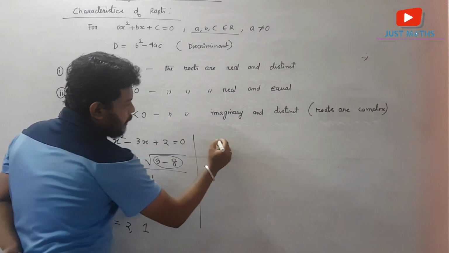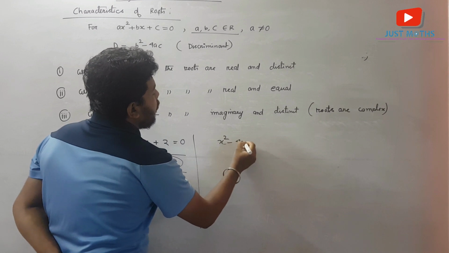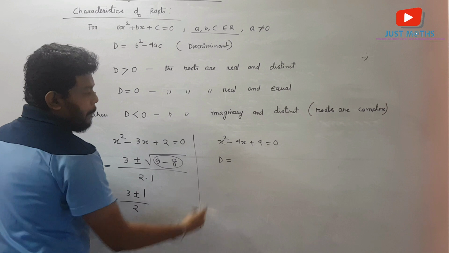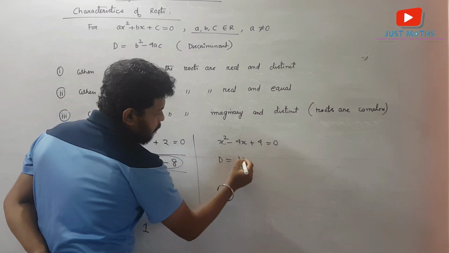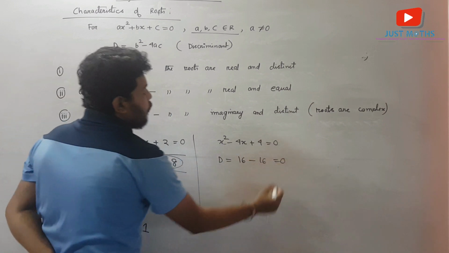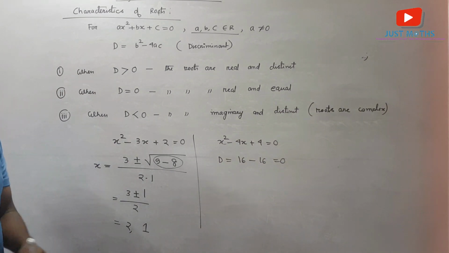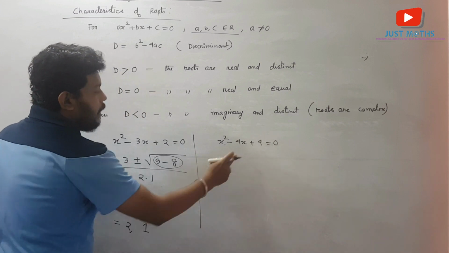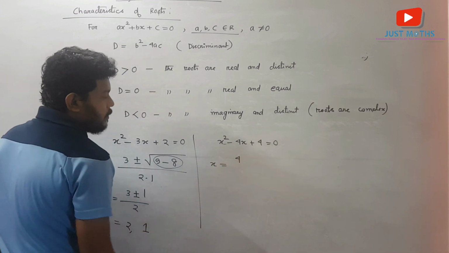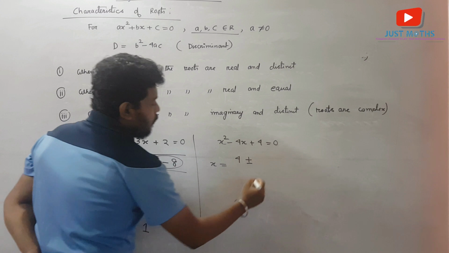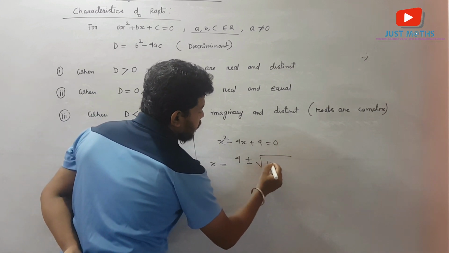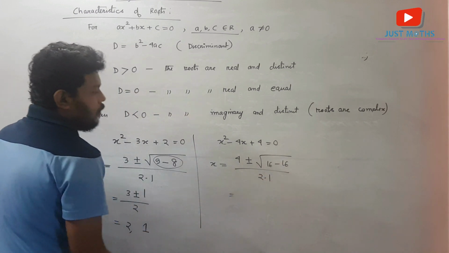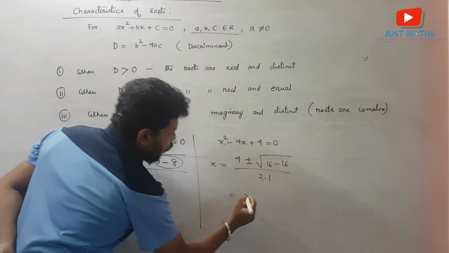For example, x square minus 4x plus 4. In this case, the value of the discriminant b square minus 4ac will be 16 minus 16. It becomes 0. That's why the roots are real and equal. Let's see. x equal to minus b plus or minus square root of b square minus 4ac, which is 16 minus 16, by 2 into 1. I'll get 4 plus or minus 0 by 2, only 2.